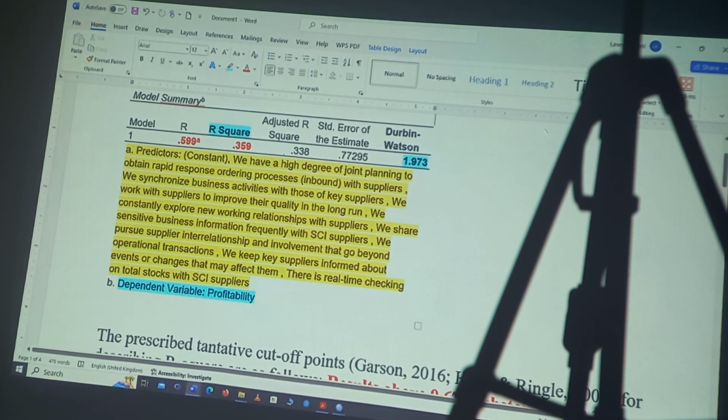So we can say that the predictors, including constants, with a high degree of joint planning and all those things, cause moderate change in what? Profitability. That's all. Right.